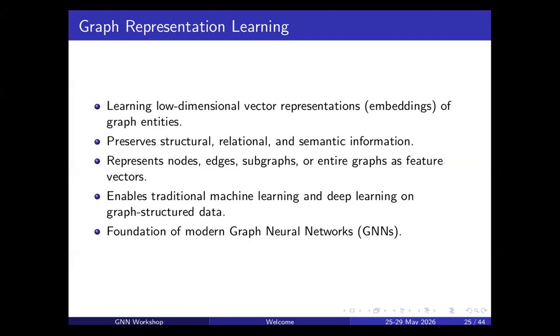You can represent the nodes, edges, subgraphs, or the entire graphs as a feature vector, and enable traditional machine learning or deep learning algorithms to work on graph structured data. And this is one of the foundational uses of graph neural network.